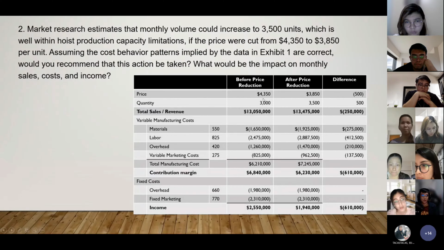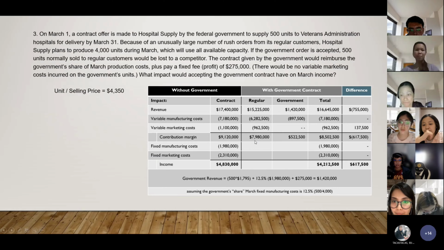So with government contract naman, same lang yung computation dito, ang pinagkaiba lang, instead of 4,000 times 4,000, magiging times 3,500 na lang siya kasi mapupunta yung another 500 sa government. Okay? So revenue natin, $15,225,000. How do we get it? Ganon din. Unit selling price times 3,500. Same as here sa variable marketing and manufacturing cost times 3,500. So revenue minus variable manufacturing and marketing cost is equivalent to $7,980,000.